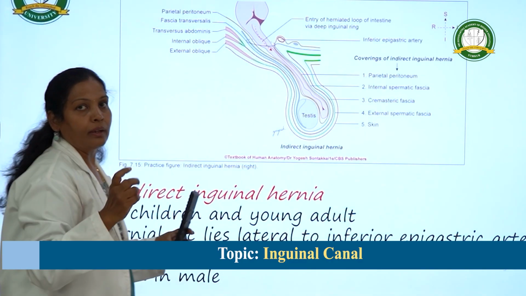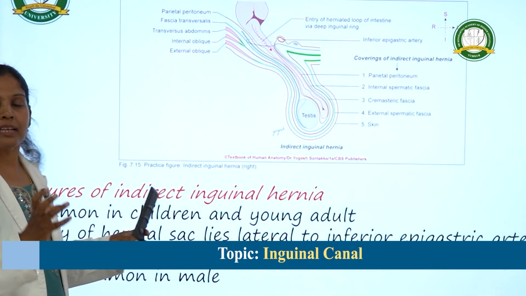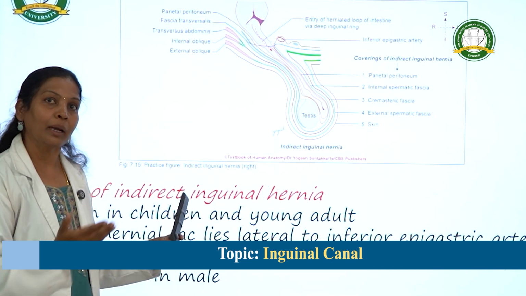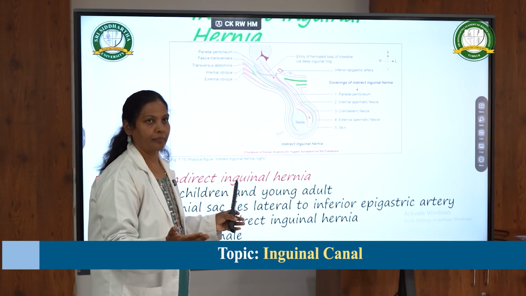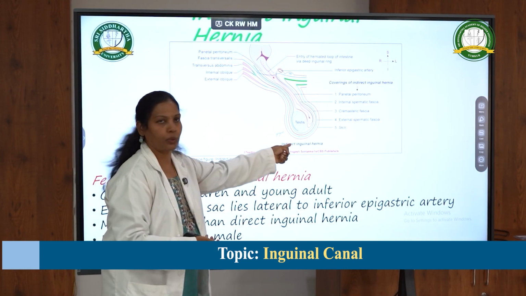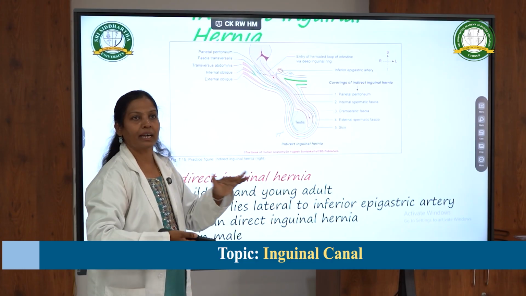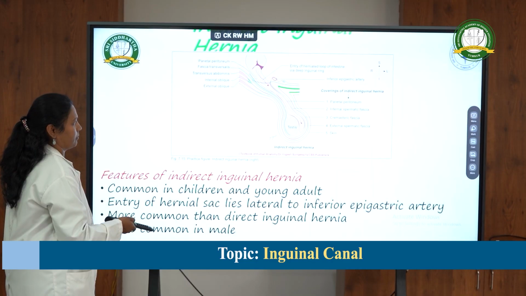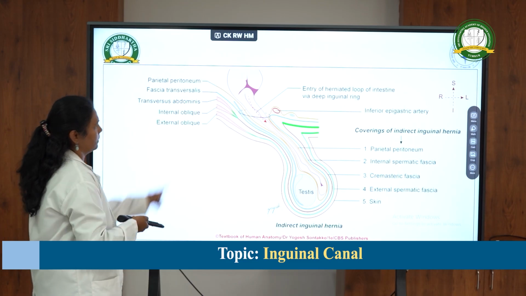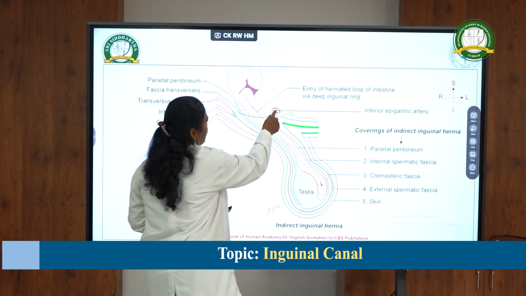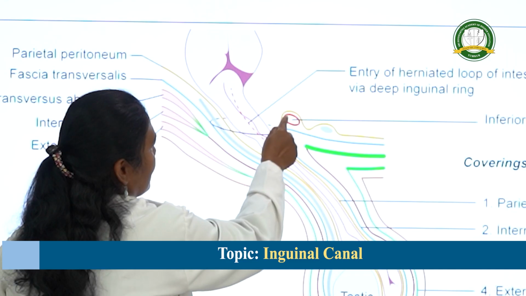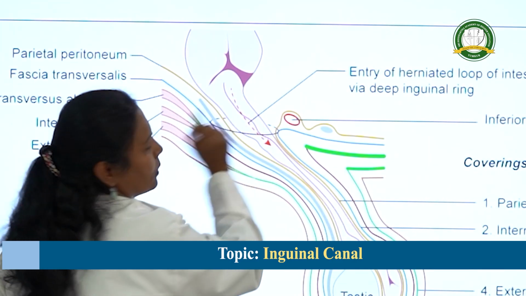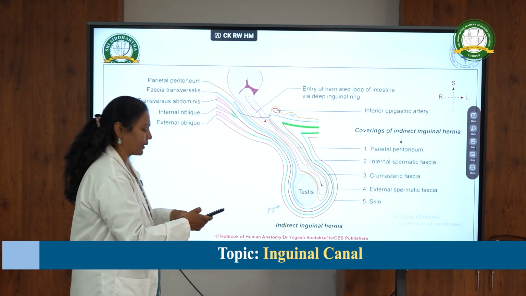This indirect inguinal hernia is also categorized as complete and incomplete. Complete means it descends up to the scrotum. Incomplete means it will be arrested and will stop at the inguinal canal. This relation is very important: the hernial sac is entering lateral to the inferior epigastric artery.